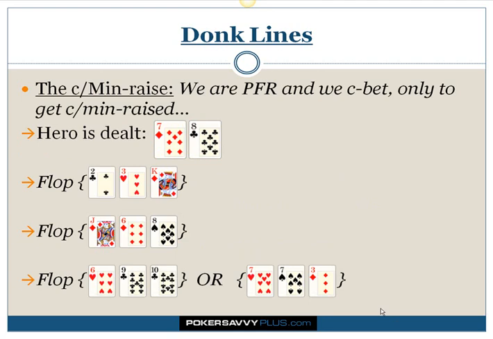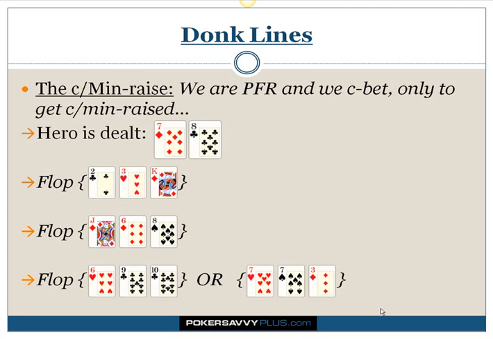The next situation is another common one, which is the check min raise. This is where we're the pre-flop raiser, we c-bet, and we get check min raised. I've got 4 types of flops here on this slide, and in all 4 situations, once again, we're going to be readless. It's going to be early on. We're going to be the pre-flop raiser with 7-8 offsuit.